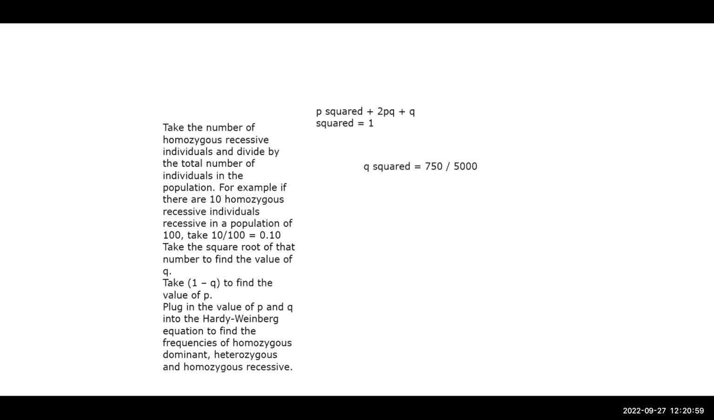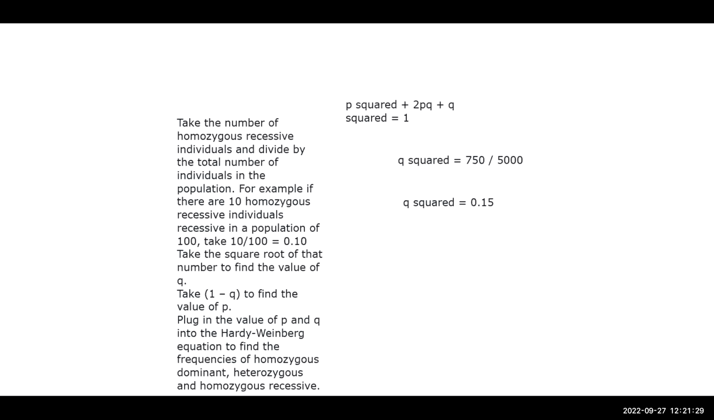All right, so you guys tell me with your calculators, what's 750 divided by 5,000? 0.15. Beautiful. So we know that Q squared equals 0.15. Okay, now careful, this is usually the step that students forget because that's the value of Q squared, and what we want is the value of just Q. So what do I need to do to find the value of just Q? Square root 0.15. Beautiful.